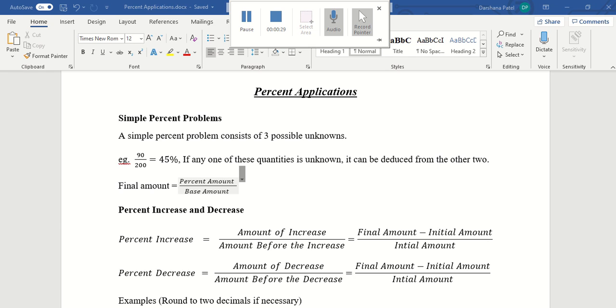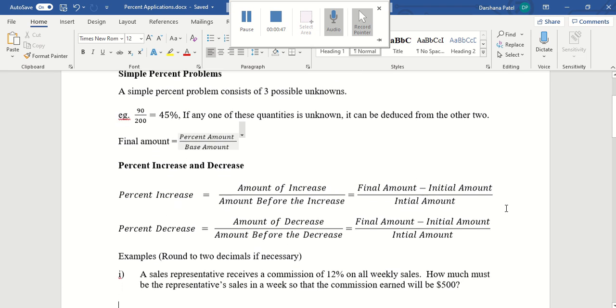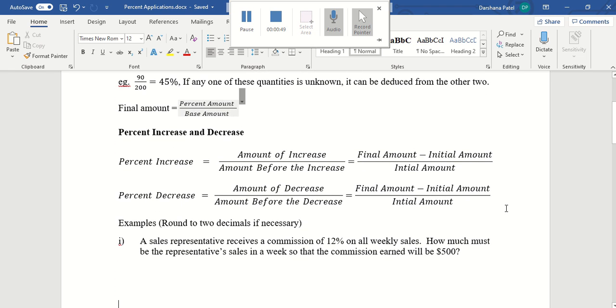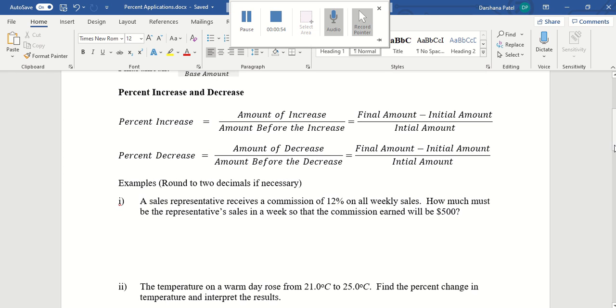Percent increase and decrease. Percent increase is basically amount of increase divided by amount before the increase. Percent decrease similarly is amount of decrease divided by amount before the decrease. In both cases we can calculate them using final amount minus initial amount divided by initial amount. Let's look at some examples. If we need, we will round answers to two decimal places.